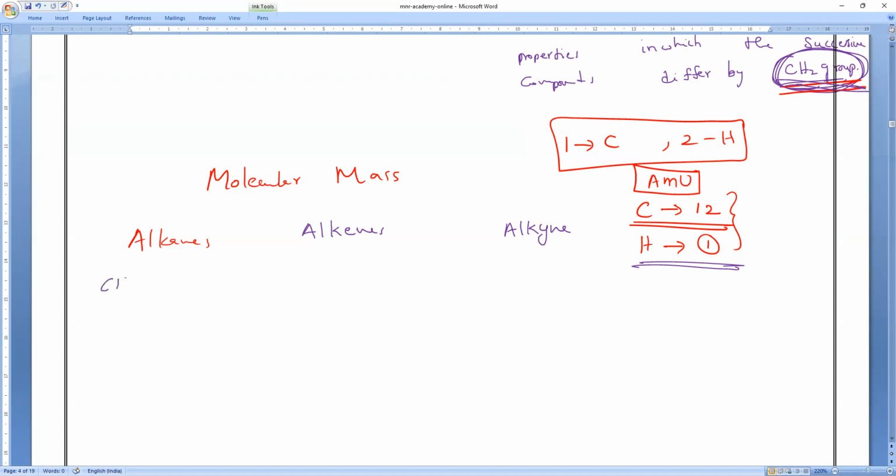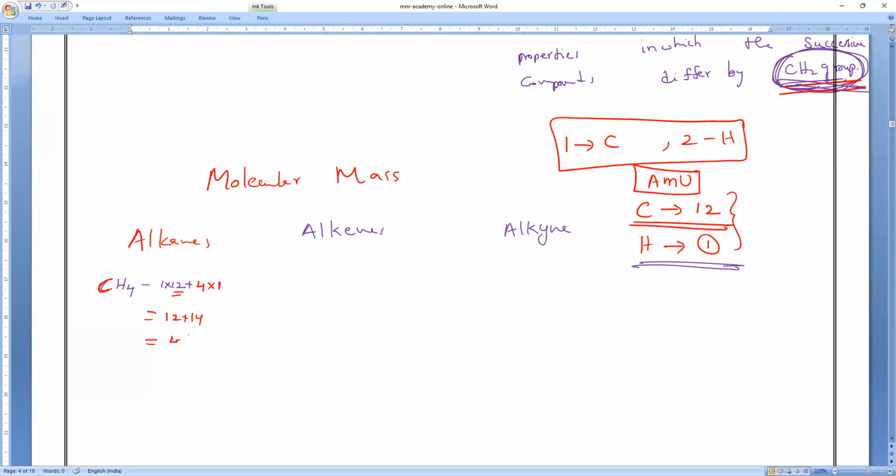Now, first methane. Let us find the molecular mass of methane. So 1 carbon, so 1 into 12, plus the number of atoms of hydrogen, 4. What is the atomic mass of hydrogen? Make it quick. 1. So 12 plus 4.